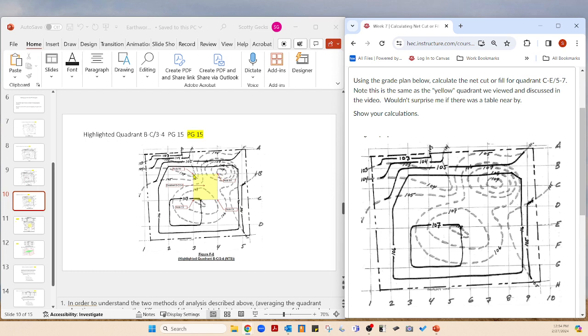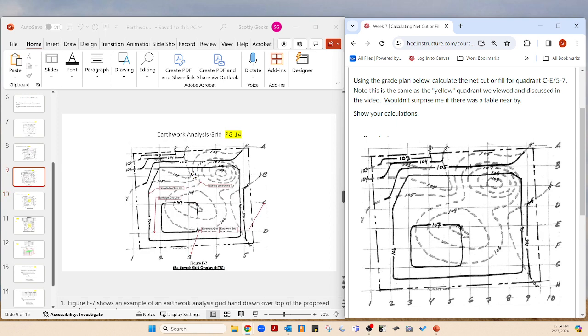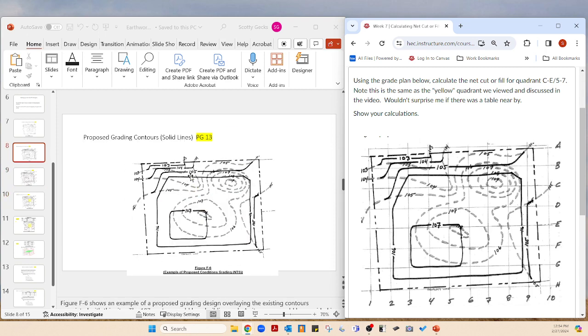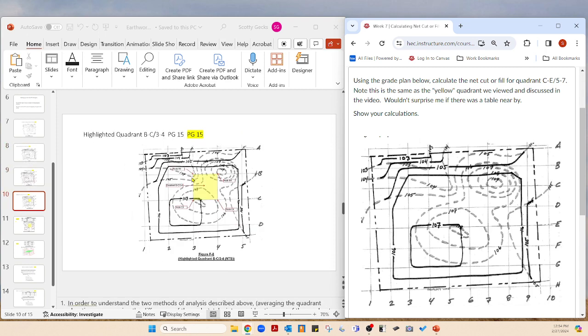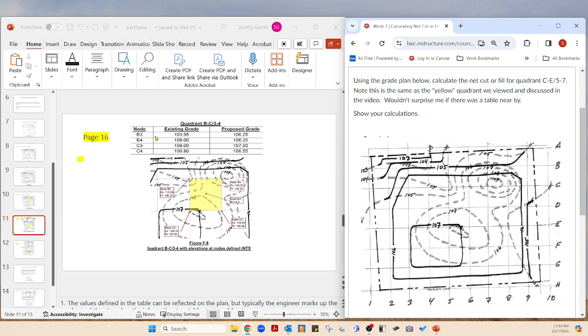They're talking about that proposed grade. Now flip up here, and that would be B3. Okay, back down here, up here, down here. It says that B3 is 103.95.